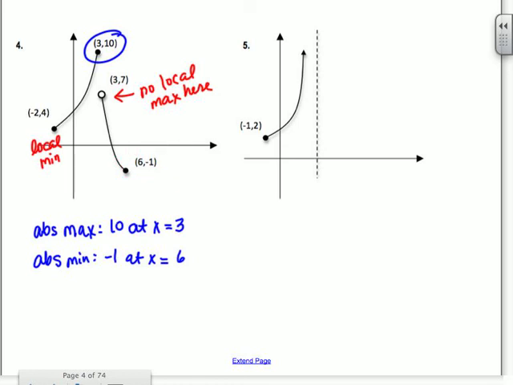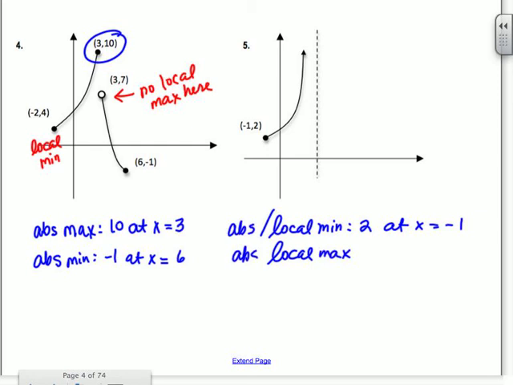All right, so 5. Okay, so do I have a local min? Yeah, local min of 2 at x equals -1. Absolute, sorry, so it's absolute and local. Is there an absolute or local max? None. So there's no maximum. It goes on forever.